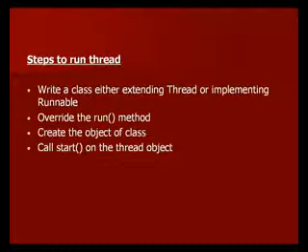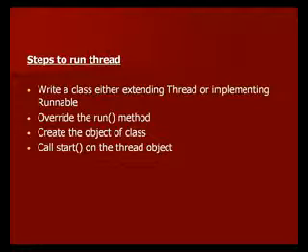Third step is to create the object of the class. When this object is created, we call the start method, which is the fourth and last step. When we call the start method on that object, it internally delegates a call to the overridden run method, and that's how our code gets executed.